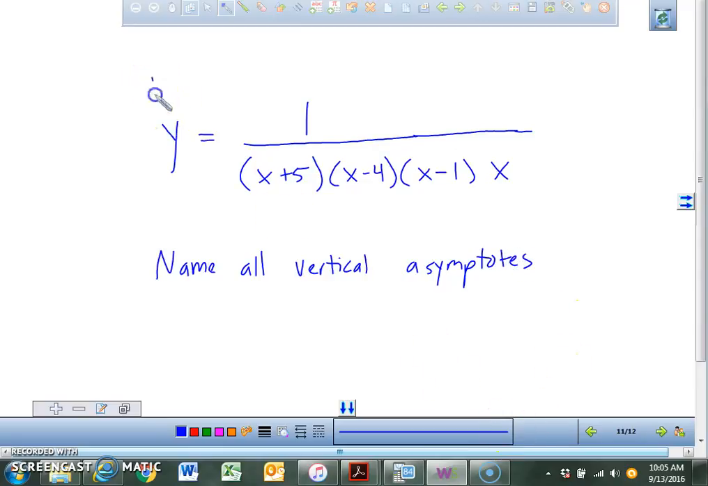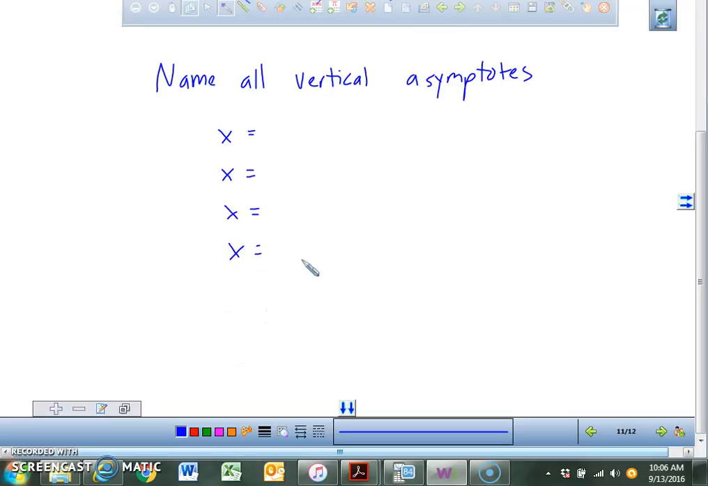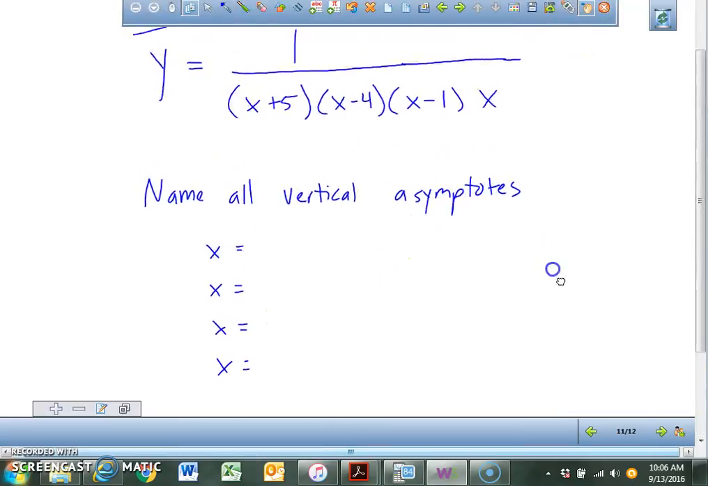So there is just an example problem right here you're doing in your journal. I want you to name all vertical asymptotes. Okay? So see if you can name all of them. If you're watching the video, you can pause it, see if you can name them, and then restart. All right, so we have 1, 2, 3, and 4, technically 4 vertical asymptotes.